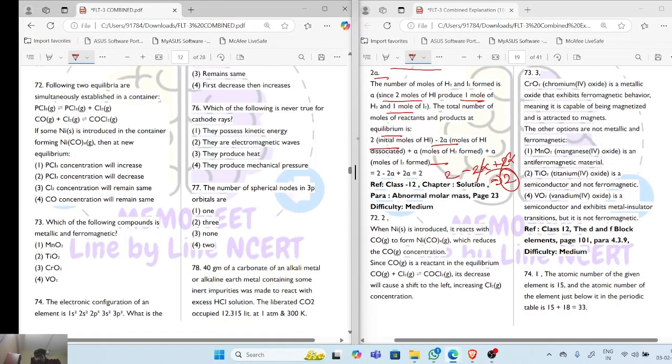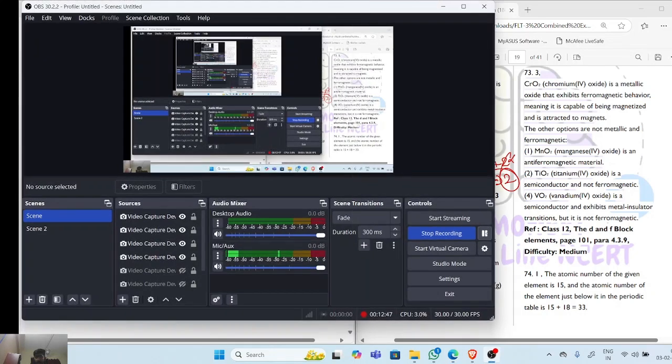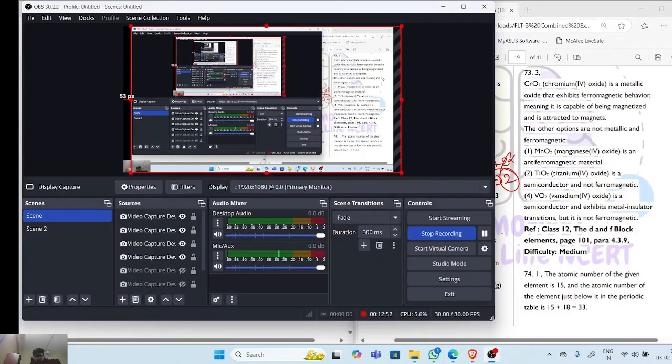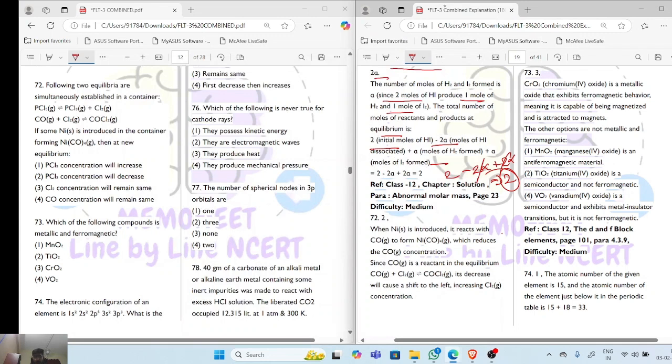So when Ni solid is introduced, it reacts with carbon monoxide gas to form Ni(CO)4 gas, which reduces the CO concentration. Since CO is a reactant in the equilibrium, CO plus Cl2 giving COCl2, its decrease will shift the equilibrium to the left, increasing the Cl2 concentration.